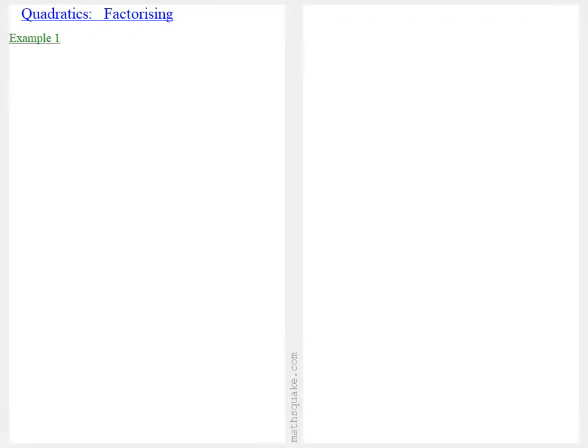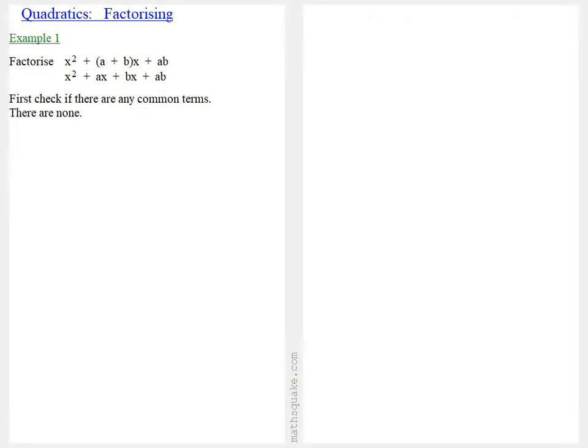For example, factorise x squared plus (a plus b) times x plus ab. Now we can expand that bracket and have x squared plus ax plus bx plus ab. First check if there are any common terms. In this case there are none.